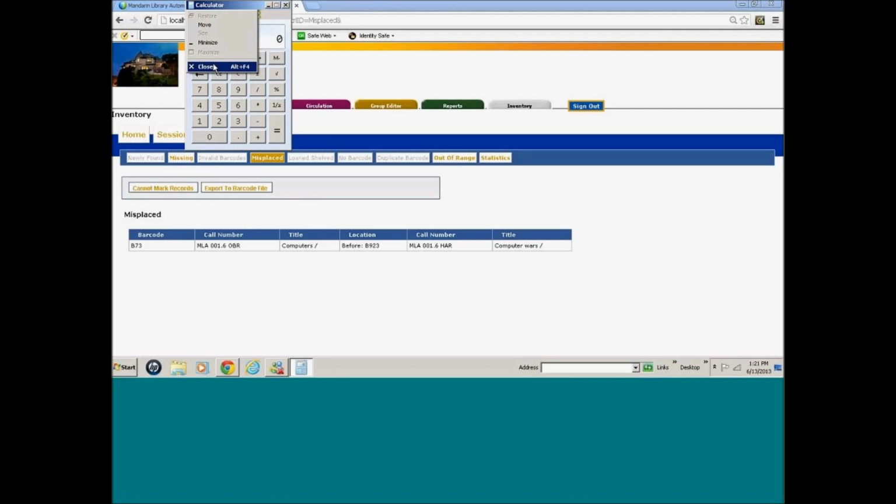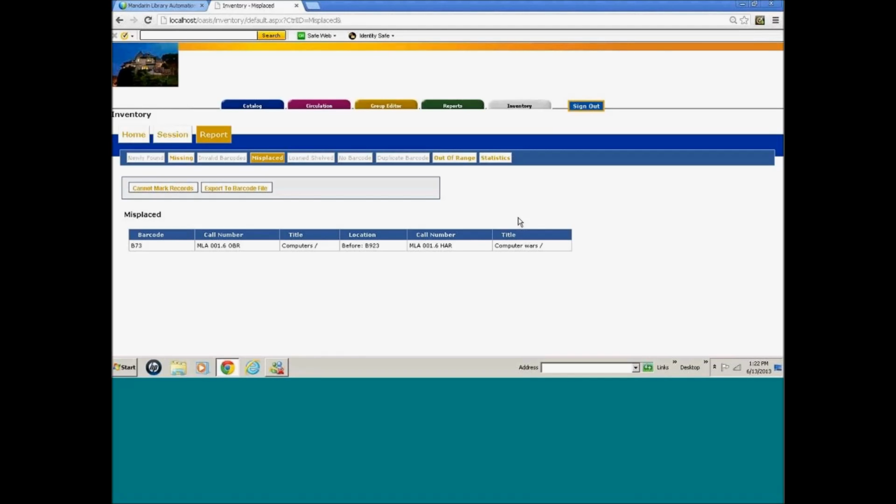Okay. All right, next we have duplicate barcode. Duplicate barcode would really only pertain to anybody that was using 2.8, which is one of our older systems. The newer versions do not allow for duplicate barcodes.